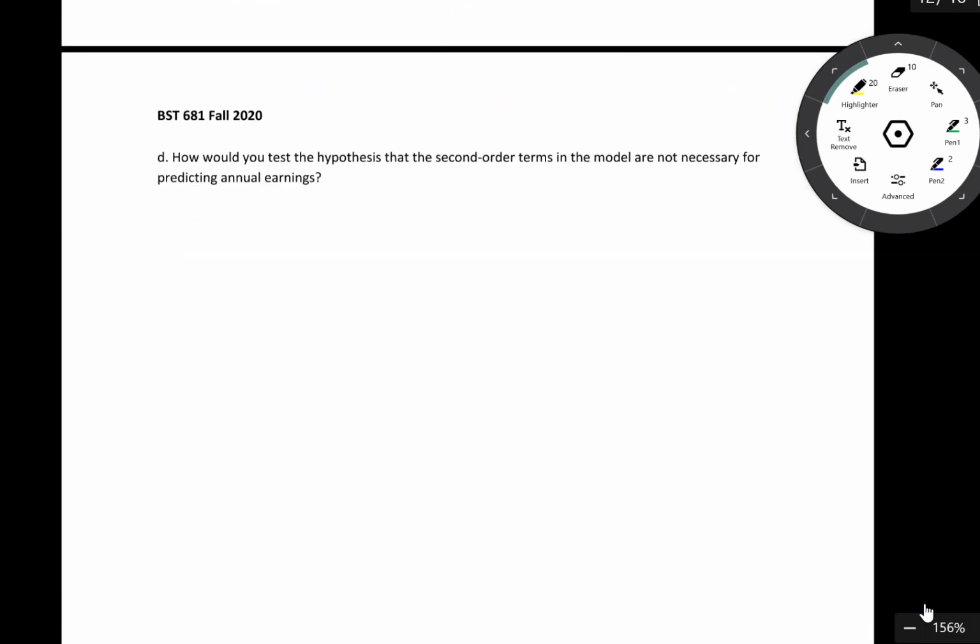Alright, so next, how would you test the hypothesis that the second order terms in the model are not necessary for predicting annual earnings? So, if we wanted to test this, notice that our second order terms are the terms dealing with x1, x2, that interaction, the x1 squared, the x2 squared. And so really what we've got here is there are 3 parameters that we are interested in. It's the beta 3, the beta 4, and the beta 5. So to set up this hypothesis test, we would want the following.